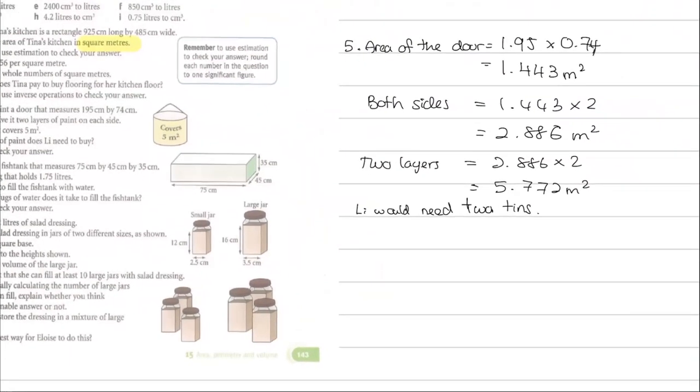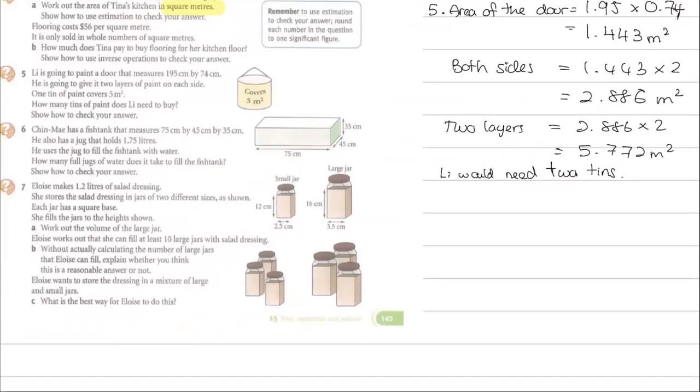So to check your answer, you just do your inverse operation to get back the initial area. Then that's it.